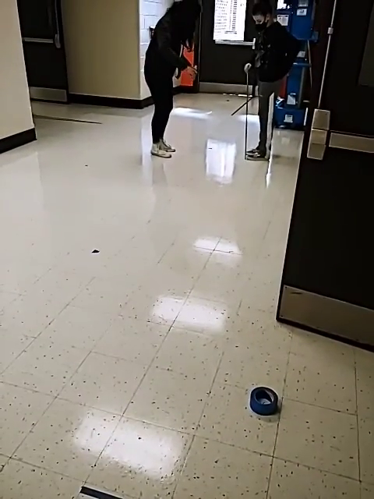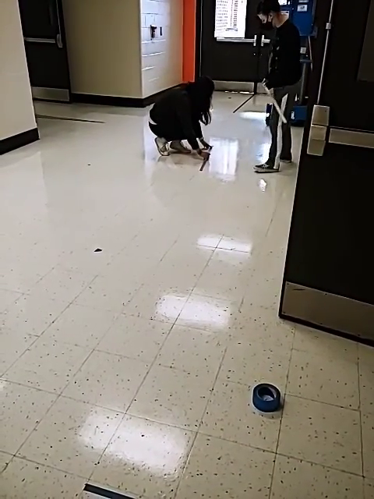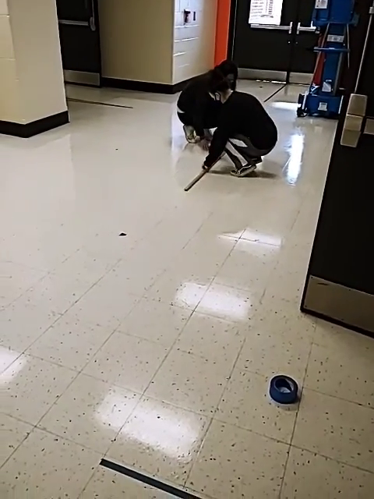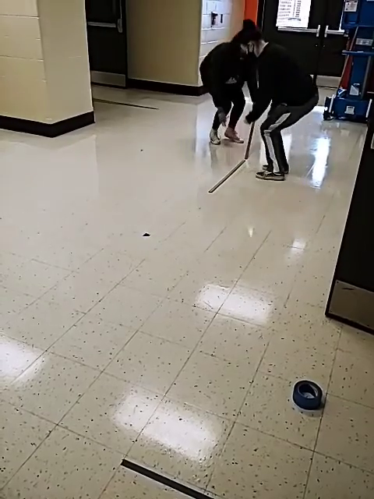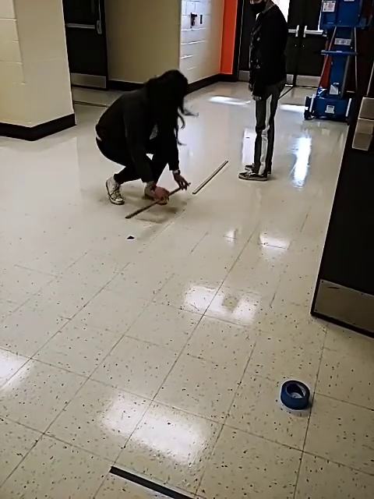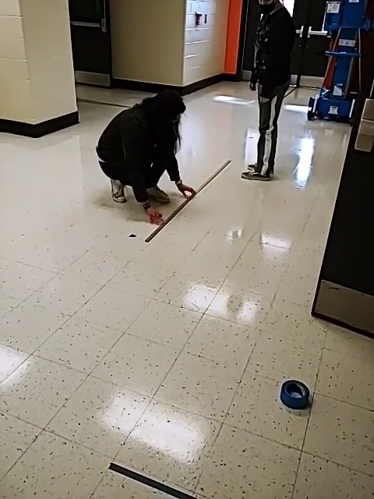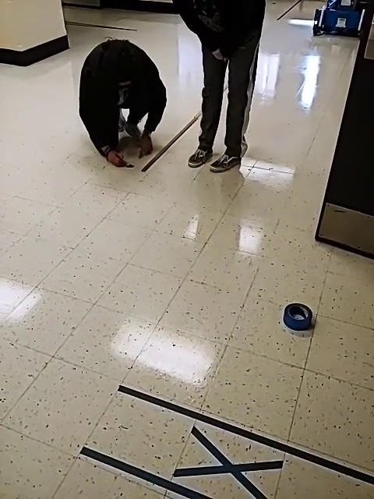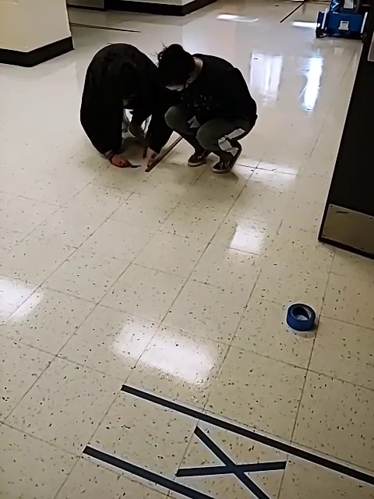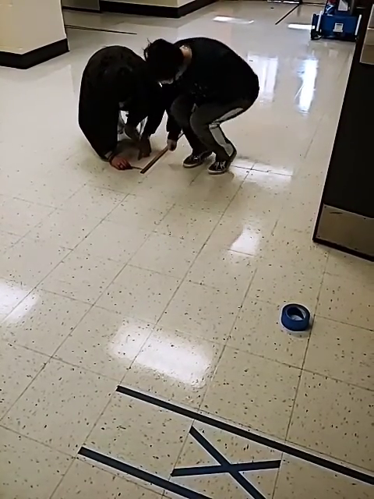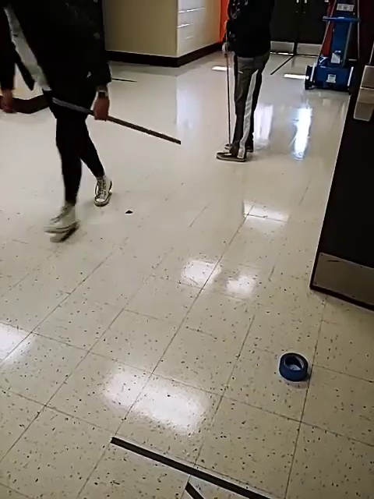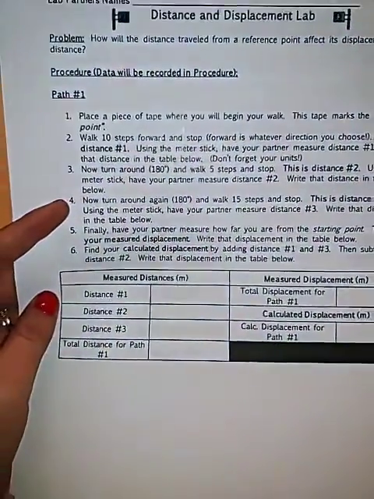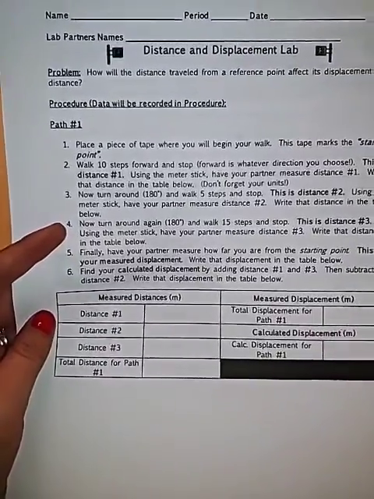For distance number 2, we will measure from the first piece of tape that we measured to the second. This is where we walked 5 steps backwards. This measurement was 2 meters and 95 centimeters. You would record on your paper 2.94 meters.